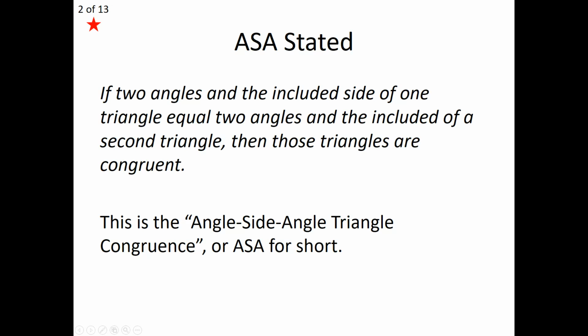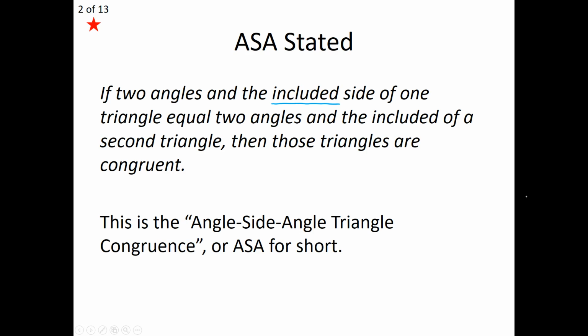So let's state what the angle side angle triangle congruence theorem states. It states this: if two angles and the included side of one triangle equal two angles and the included side of a second, then those triangles are in fact congruent. We've seen this vocabulary word used before, included, with the use of angles. Now we're going to use it for the use of sides. What this means is that the side is the one that's sandwiched between the two pairs of equal angles.